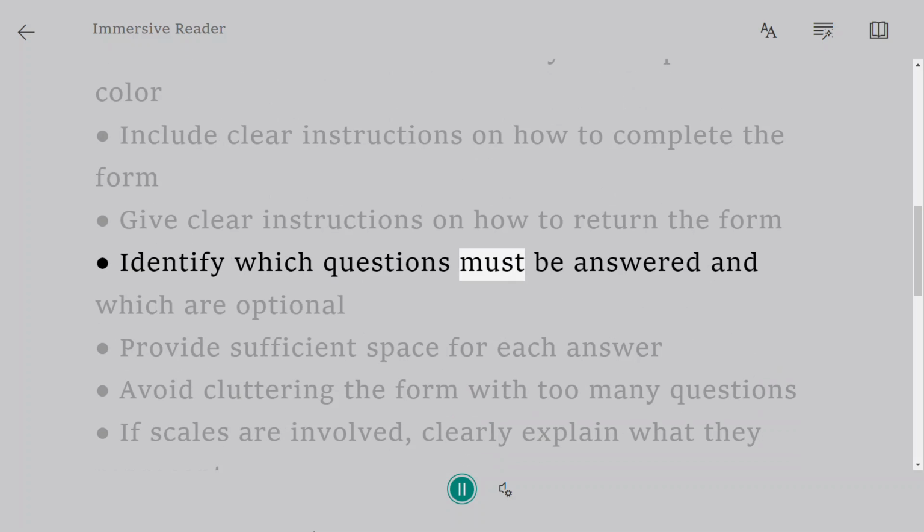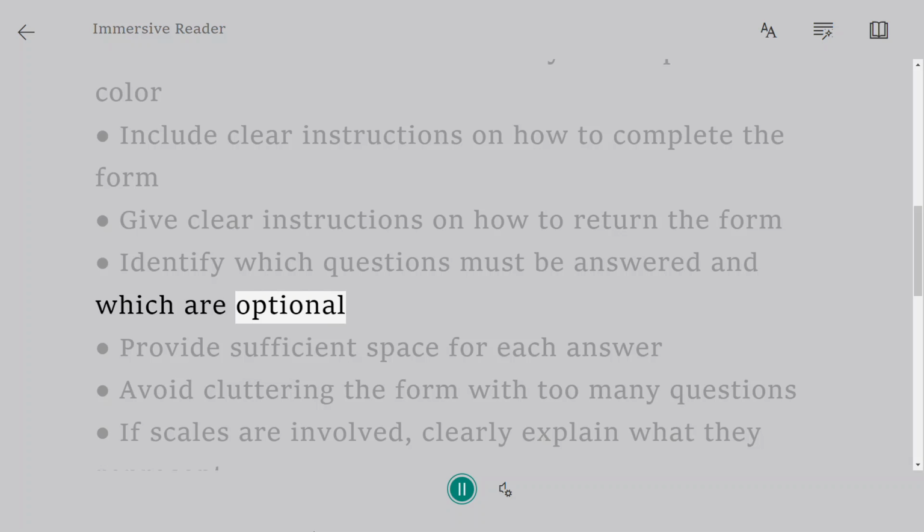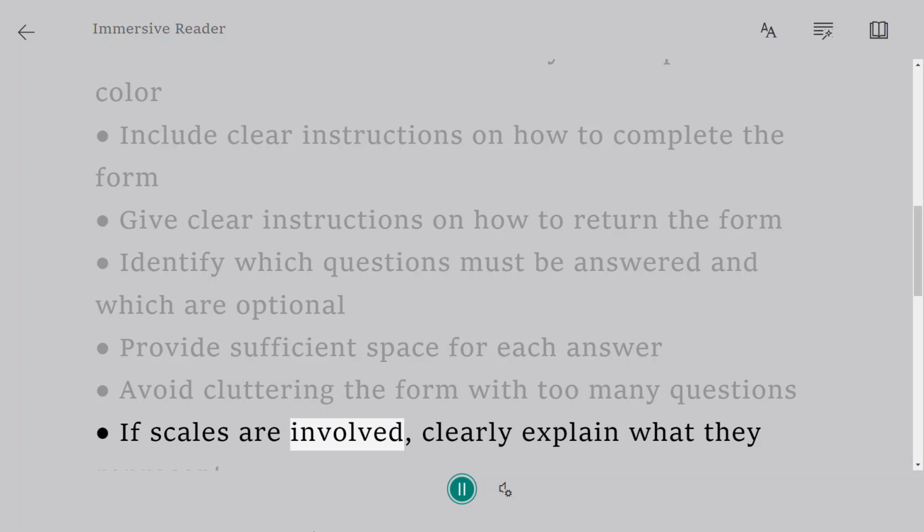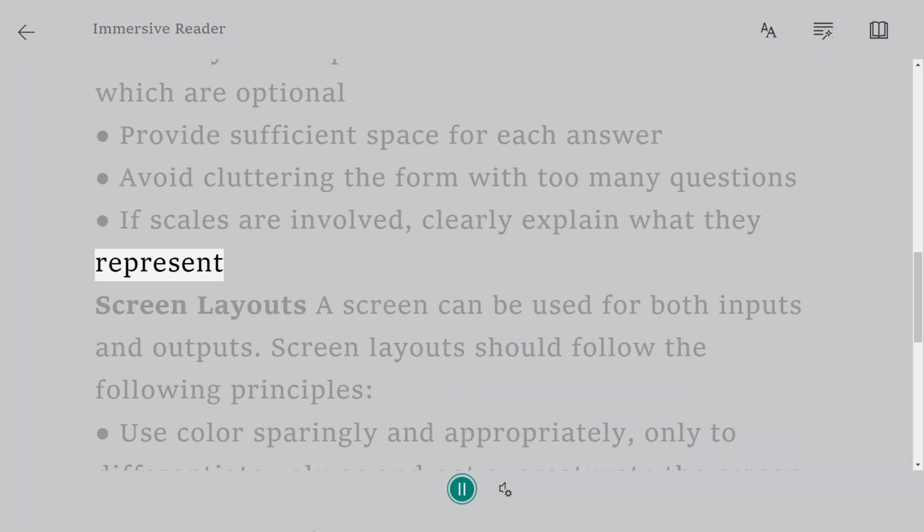Identify which questions must be answered and which are optional. Provide sufficient space for each answer. Avoid cluttering the form with too many questions. If scales are involved, clearly explain what they represent.